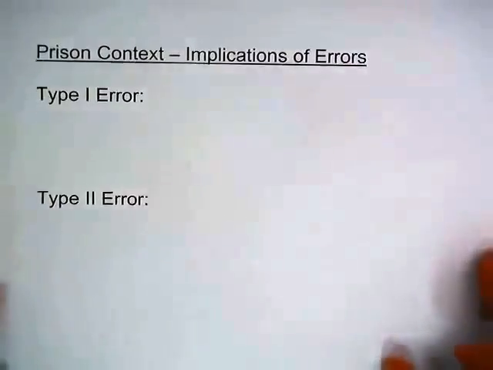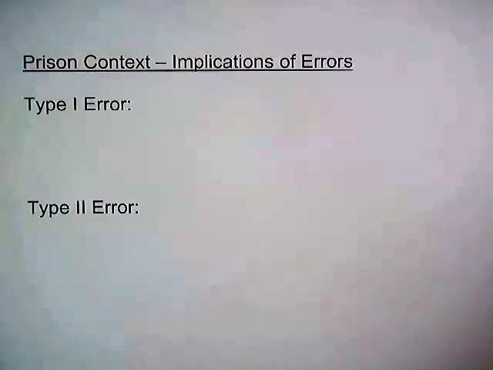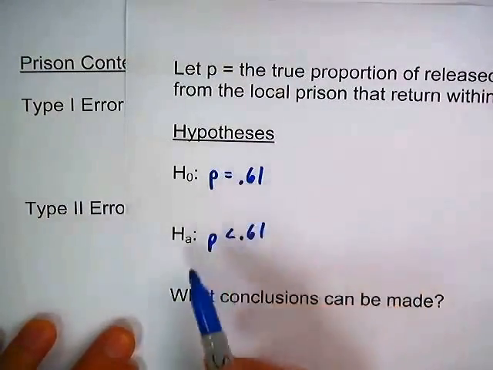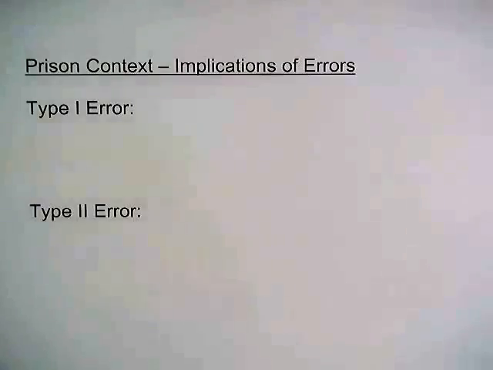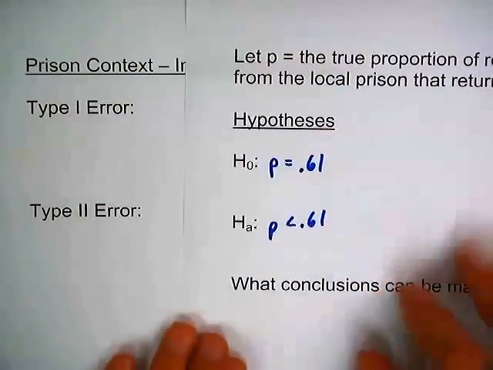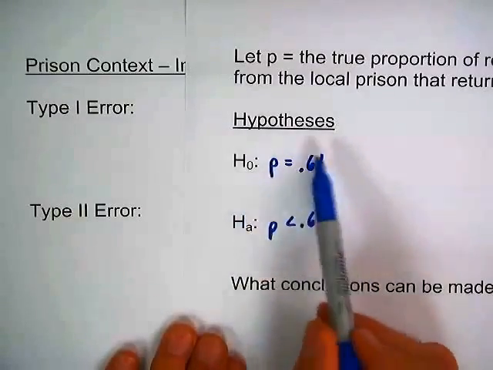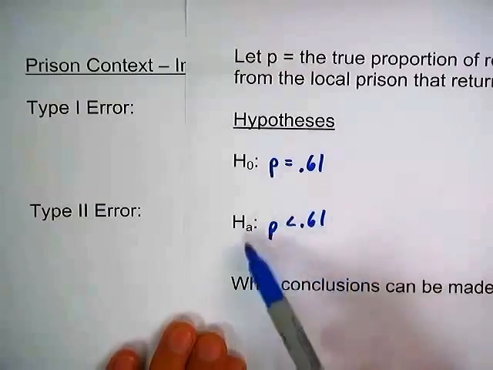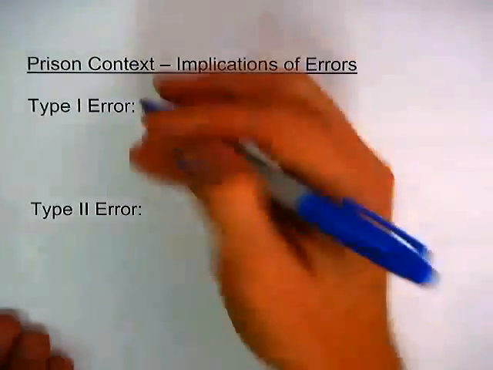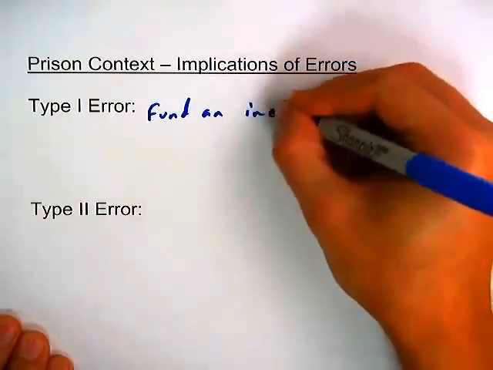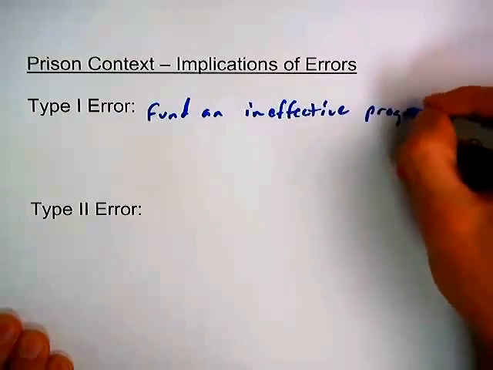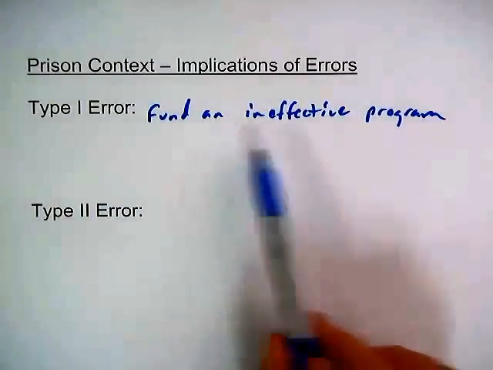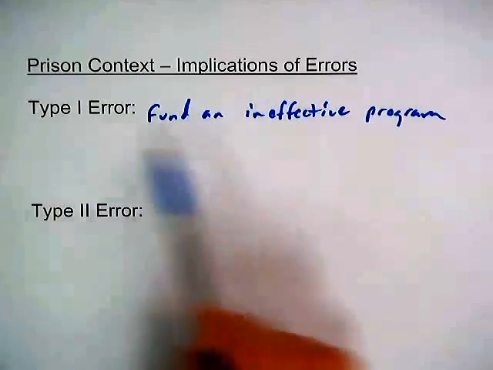So let's go back to the prison context and look at the implications of the error. A type 1 error would be to reject a true null hypothesis. Remember, our hypotheses were that the null was p equals 0.61, and the alternate is that p is less than 0.61. If the null hypothesis is true, this is basically saying that the program really isn't working. But if we reject that notion, we're saying that it is working. So if we make a type 1 error, we're going to fund an ineffective program. We're going to be dumping money and resources into a program that's not working. The prisoners are still coming back at the same rate, but we're wasting a lot of time and resources.